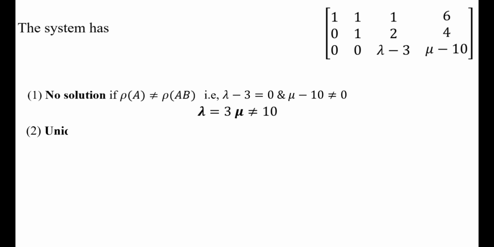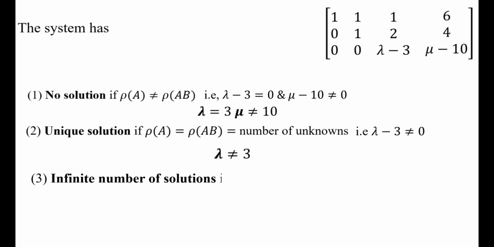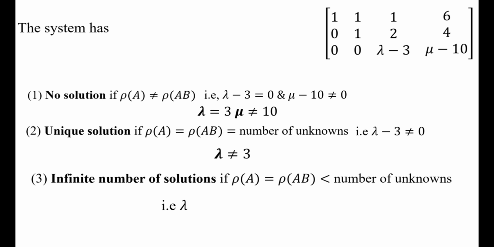The system has a unique solution if rank of A and AB are equal and they are both equal to the number of unknowns. Since we have 3 unknowns, the rank should be equal to 3. This means that lambda minus 3 should not be equal to 0. That is, lambda should not be equal to 3. The system has infinite number of solutions if rank of A and AB are equal and both are less than the number of unknowns. This means rank of A and AB should be equal to 2. So this happens when lambda minus 3 equals 0 and mu minus 10 equals 0. That means lambda is equal to 3 and mu is equal to 10.